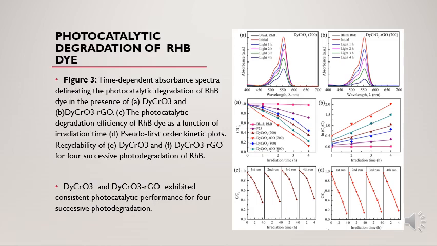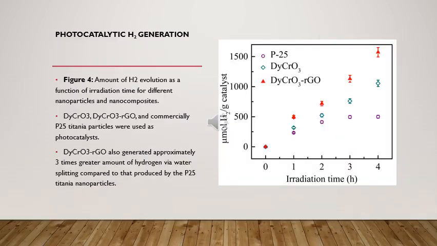The photocatalytic degradation efficiency of rhodamine B dye as a function of irradiation time, and the 3b shows the pseudo first order kinetic loss, and recyclability is shown in 3E of dysprosium chromide and 3F in dysprosium chromide reduced graphene oxide for 4 successive photodegradation of rhodamine B. And here we have seen the dysprosium chromide nanoparticles and reduced graphene oxide dysprosium chromide nanocomposites exhibited consistent photocatalytic performance for 4 successive photodegradation. The photocatalytic generation of hydrogen gas through the splitting of water was performed under solar irradiation.